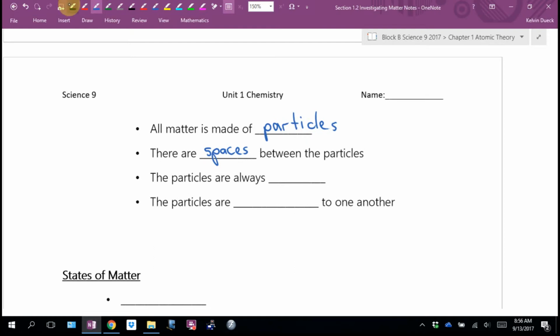What else did you learn? You learned that the particles are always moving. So if you put your hand on your desk, even though it doesn't feel it, the particles are moving. You can feel it, but the way your skin detects it is in temperature. The faster the particles are moving, the hotter it will feel. That's why you burn yourself on something that's really hot. The slower they're moving, the colder it will feel.